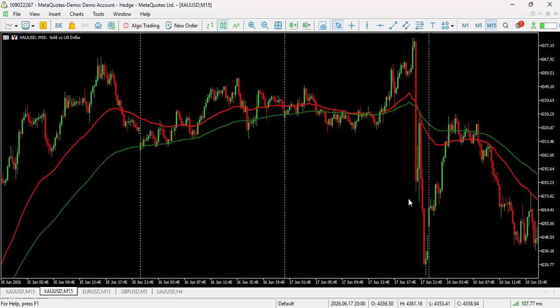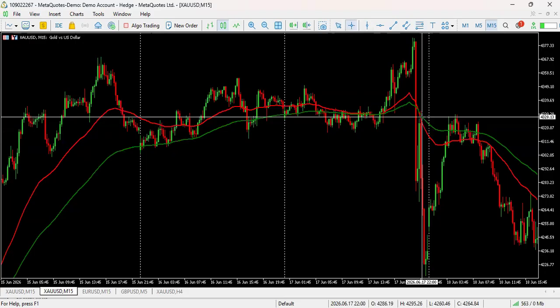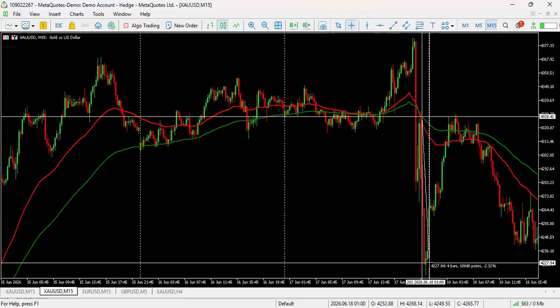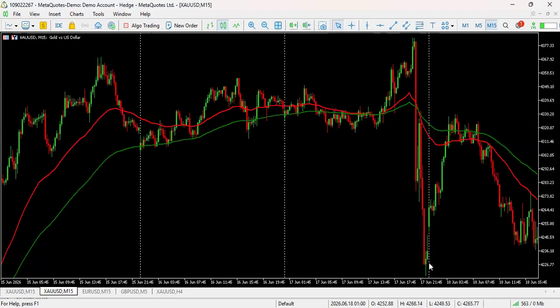So 150, and then we have this move down here. That's another 1,000. So 150 at 1,000 pips. That's 150,000 plus 166,000. That's 316,859.